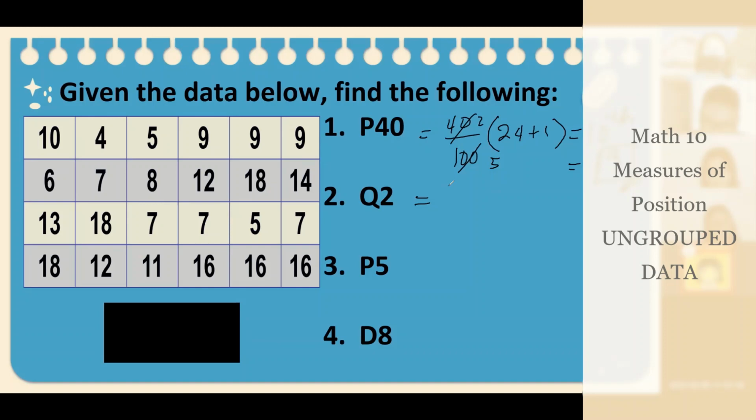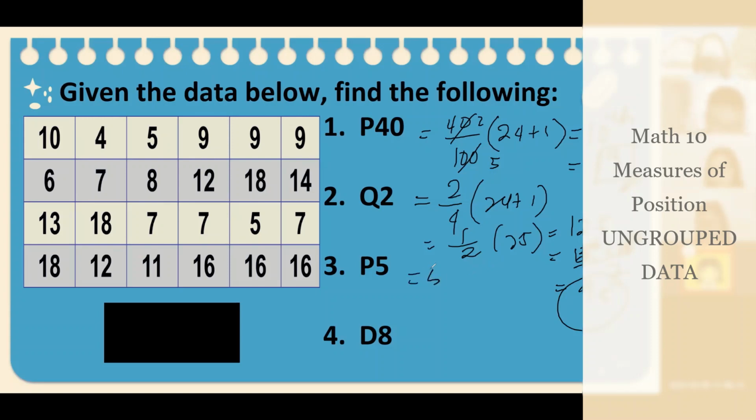If you want to compute, this is 2 over 4 times 24 plus 1. So this is 1 half. 2/4 is 1 half. 1 half of 25 is 12.5. So you have to consider the 12th score and the 13th score, then divide by 2. So yung pang 12 na score ay 9, pang 13 na score ay 10. Kaya 9.5. Okay?